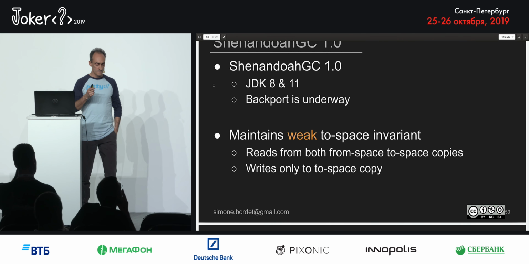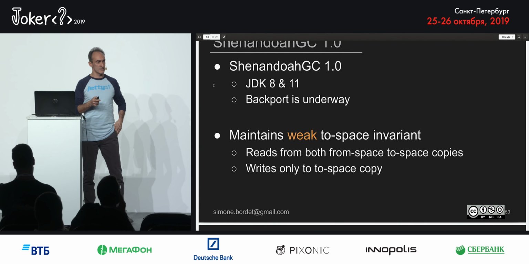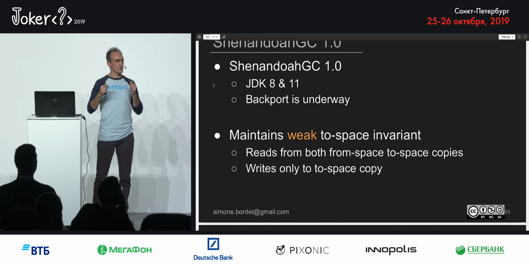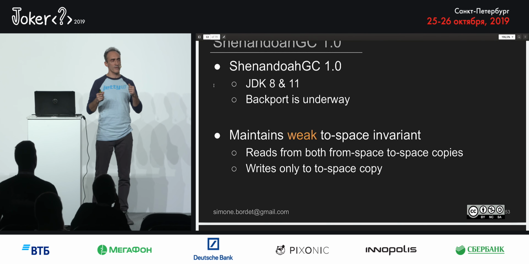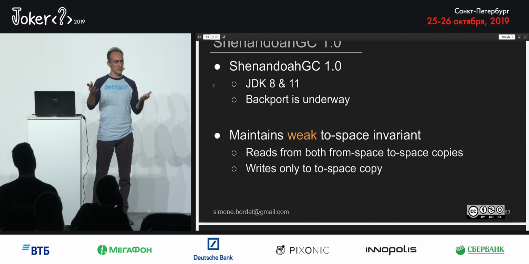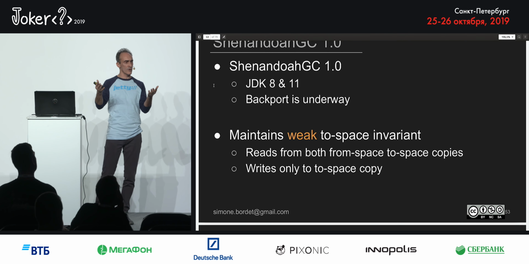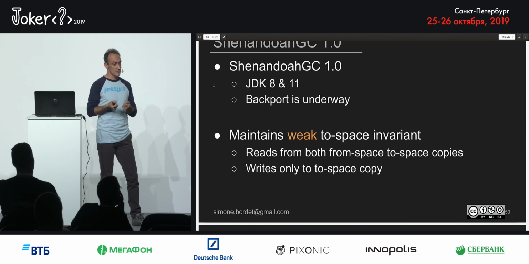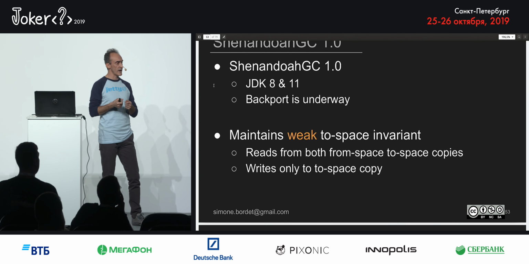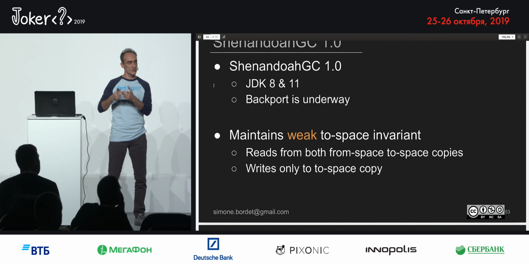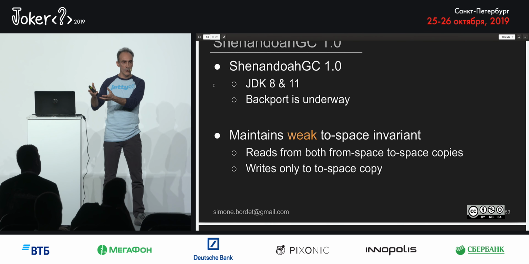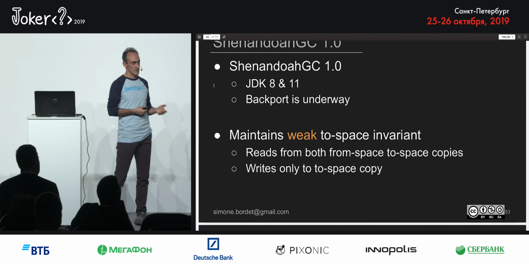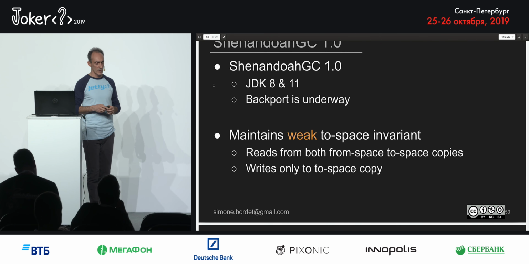So the key point here is to remember this: Shenandoah tries to maintain an invariant, which is this. I want to be able to read from either the from space copy or from the to space copy. No problem, because they will contain the same data, right? Up to the point that if I need to write to that particular object, the only copy that I have to write to is the to space copy, okay? Because I know that the from space copy will be destroyed very soon, right? The real copy is the other one.